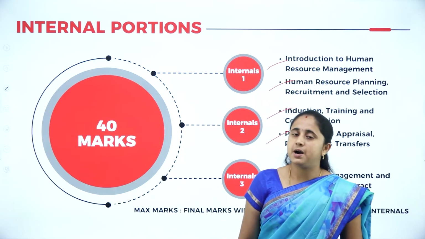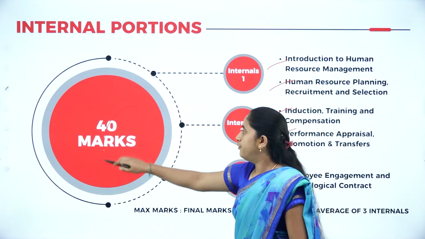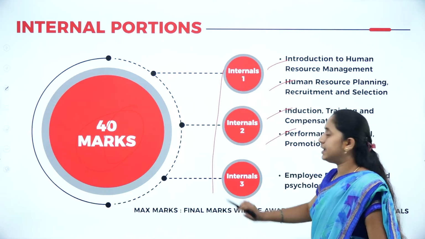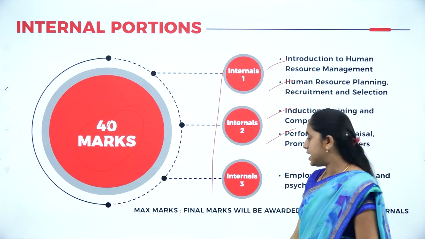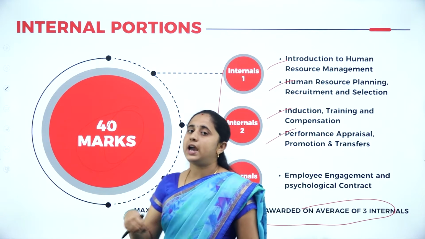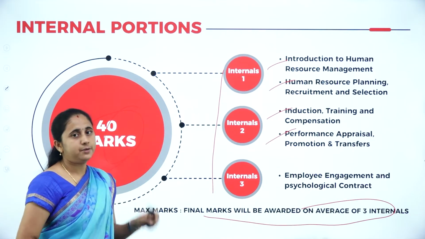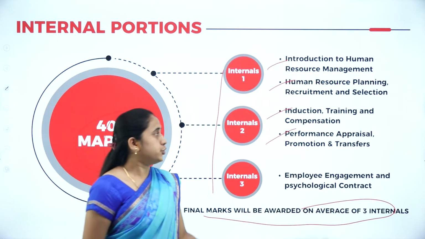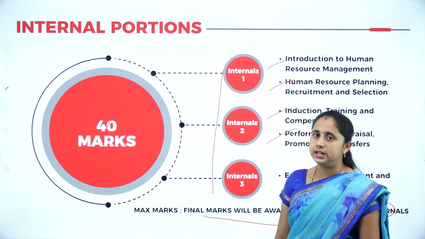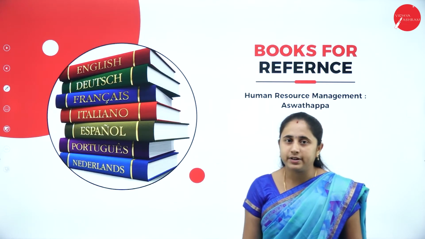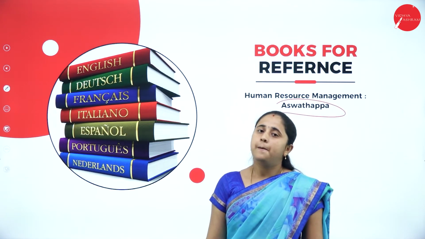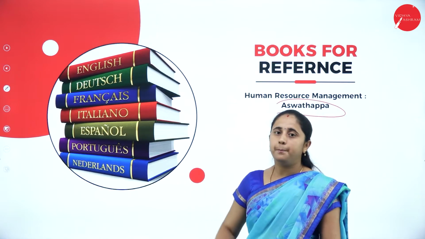Your IA marks, that is internal assessment marks, is for 40 marks. For 40 marks, you need to attend all these 3 internals, because your final marks will be awarded on the average of 3 internals. So you need to attend all the 3 internals. This is all about your internals. Moving further, book for reference. I refer to Human Resource Management by Ashwatthappa.